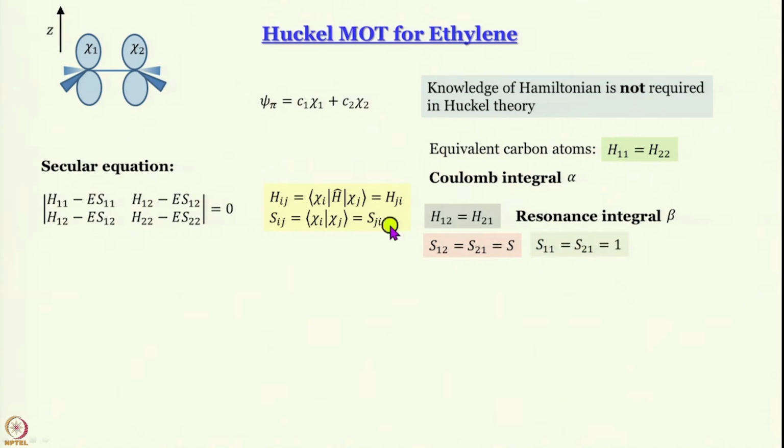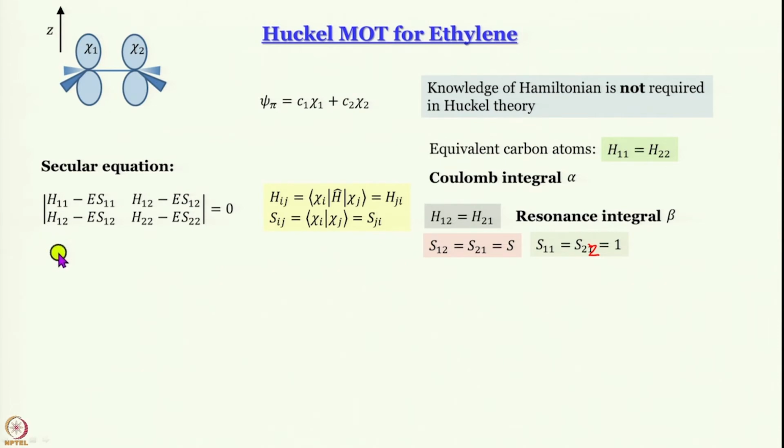S11 and sorry, this is S22 not S21. Peril of copy paste as usual. So, this is S22. S11 and S22 they are equal to 1, is not it, because the pz orbitals are normalized after all. So, what will I get instead of the first one?